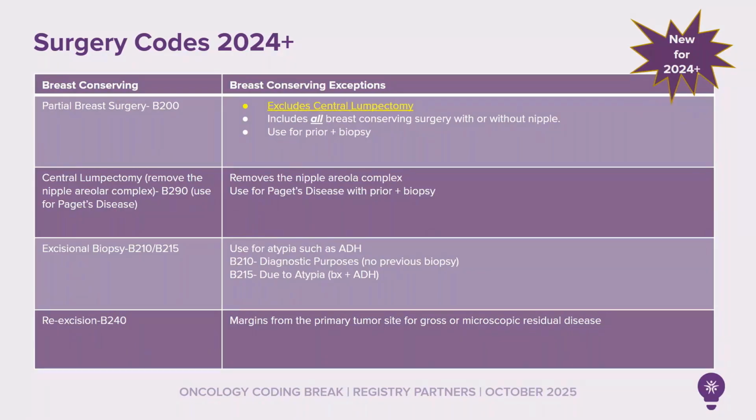Excisional biopsy codes were used for previous atypia, such as ADH. B210 would be used when there's an excisional biopsy for diagnostic purposes and there was no preoperative biopsy. And B215 is used when there's a previous biopsy positive for ADH. The re-excision of the primary tumor site for gross or microscopic residual disease is when there is less than a total mastectomy performed, and coded to B240.